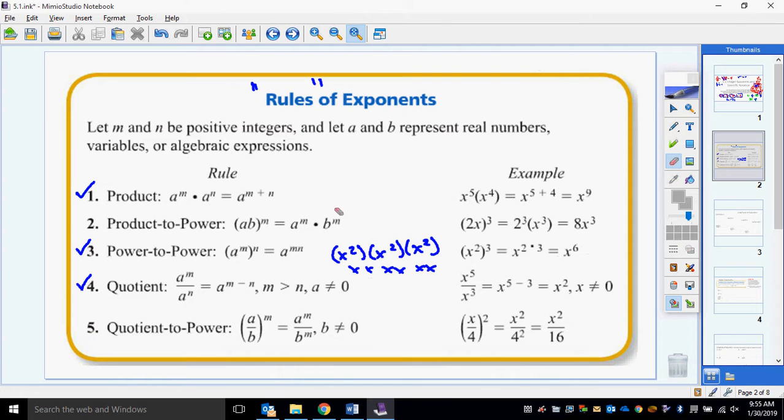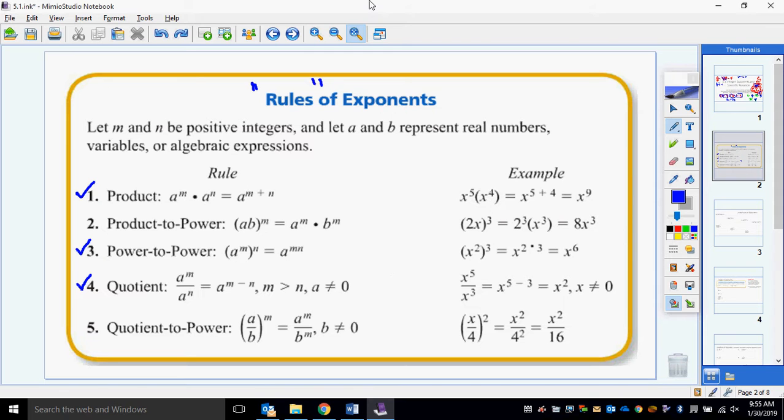6. We talked about the quotient rule. x to the fifth divided by x cubed. What you can do is subtract the numerator's power minus the denominator's. So 5 minus 3 would be x squared, right? Think about it as canceling 5 x's over 3 x's, or divide out those x's and you're left with 2 in the numerator.